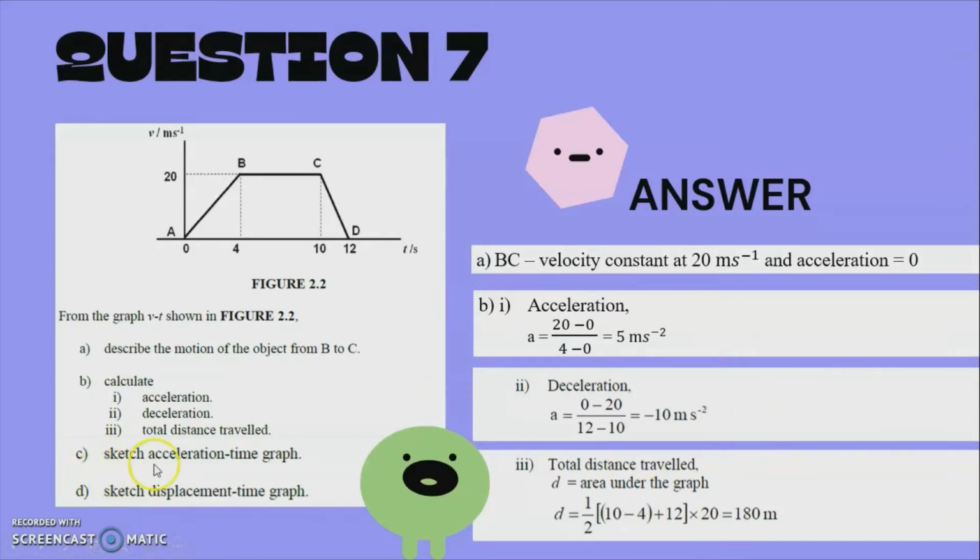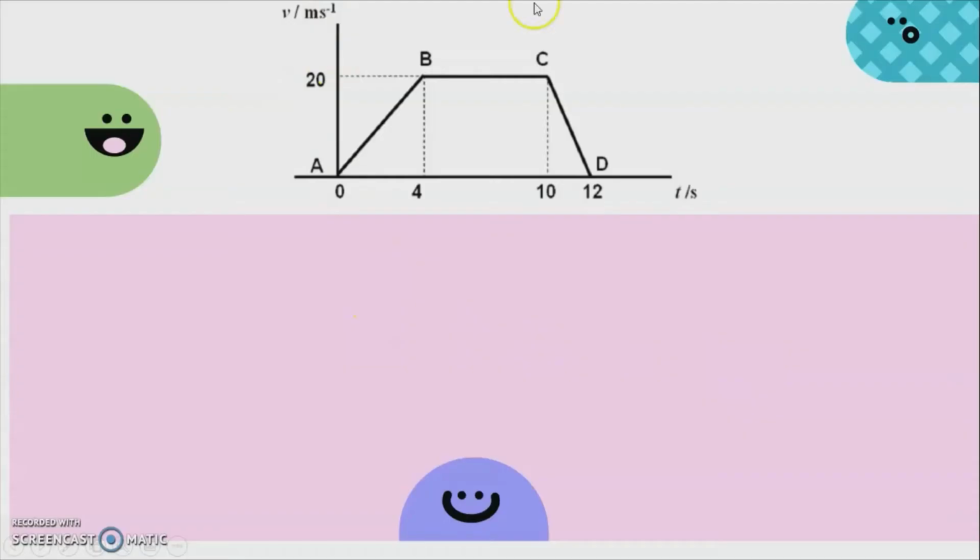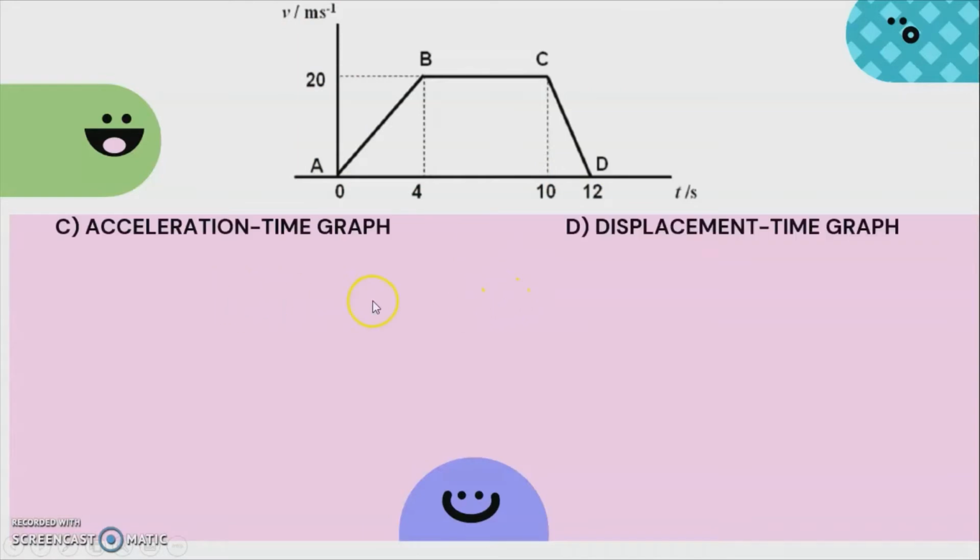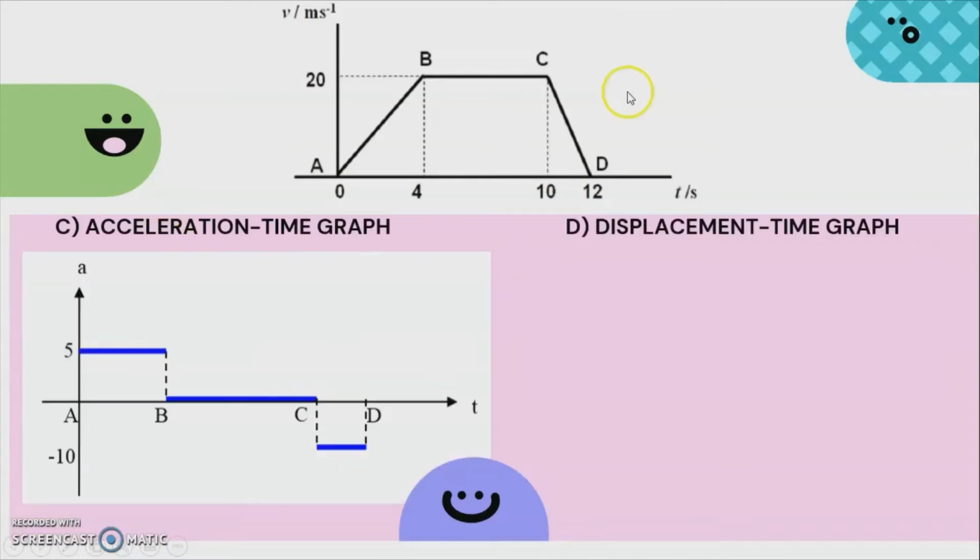Now, for part C and D is sketching AT and ST graph. This is VT graph from the question. So we're going to do AT graph first. I'm going to explain part by part. So for AB, it is increasing linearly. Okay, so when velocity is increasing linearly, the acceleration is constant. The value 5 here is the one that you find in part B.